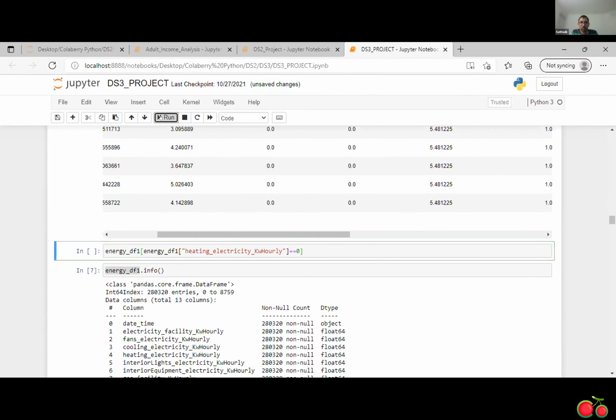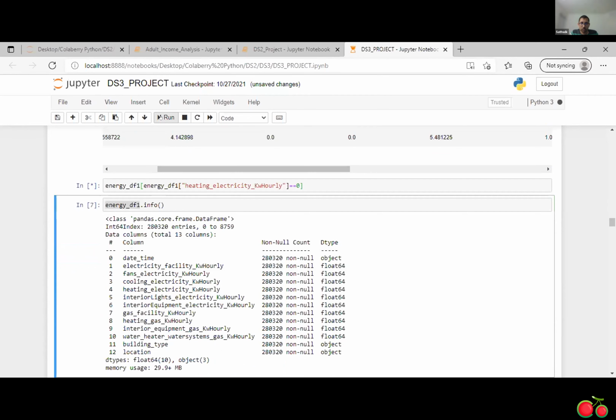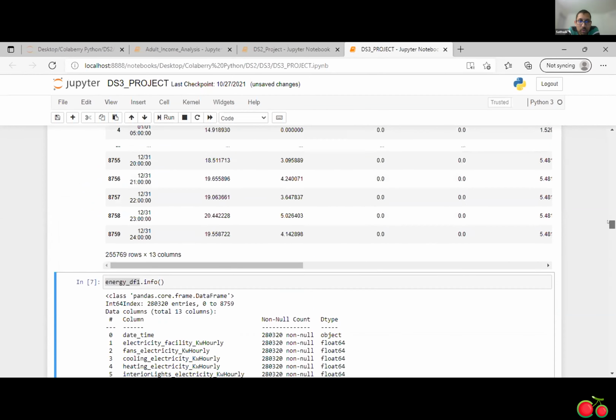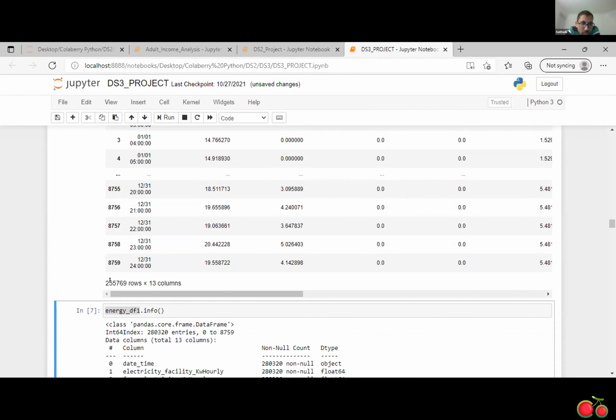What is this doing? You should tell me what this is doing. I don't know. You are getting all the zeros. Oh, it's showing me all the zeros. It will show you the data frame that has all the zeros. So scroll down a little bit and look at the bottom of the output that you got. Okay, so there are 25. Yeah, that's the right number. 255,769 rows with zeros. Now go back up.